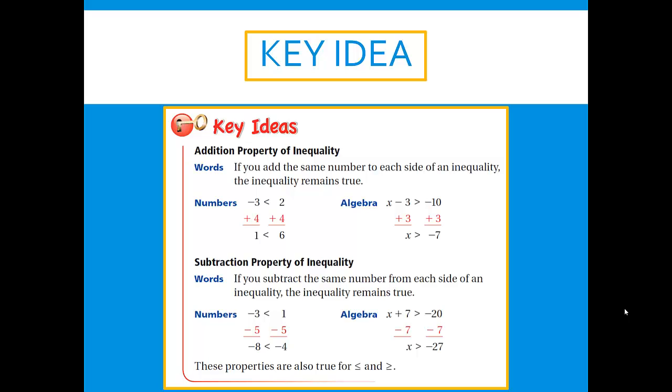The subtraction property of inequality tells us if you subtract the same number from each side of an inequality, the inequality remains true. So if we have -3 is less than 1, and we subtract 5 from each side, we would get -8 is less than -4, which is true. And if we have x plus 7 is greater than -20, we can subtract 7 from each side, and we would get x is greater than -27, which is true. These properties are also true for less than or equal to and greater than or equal to.